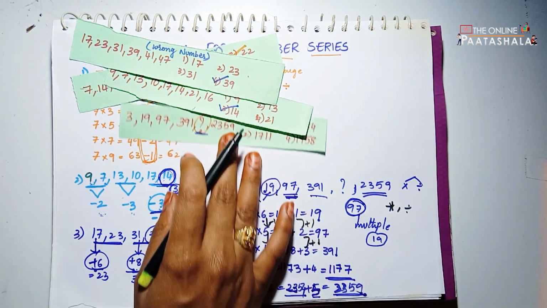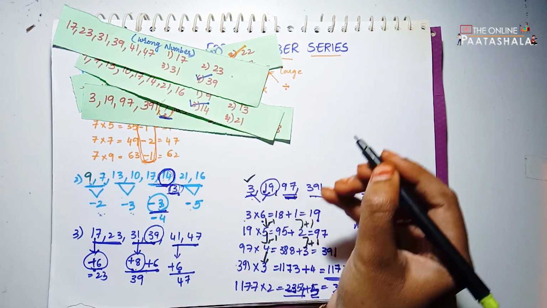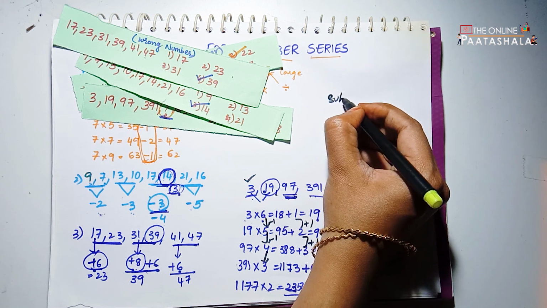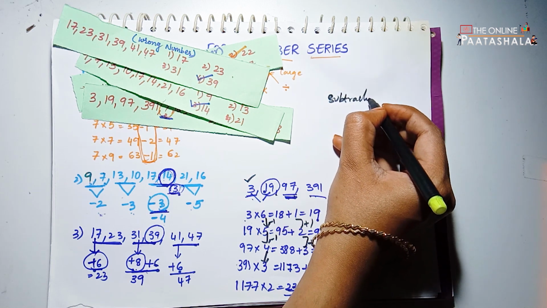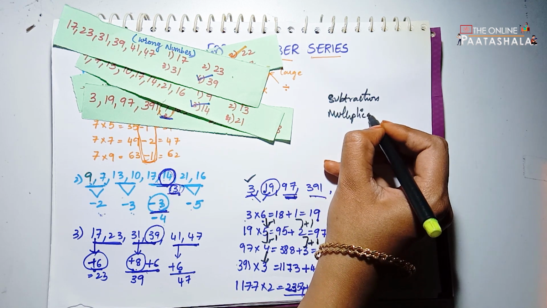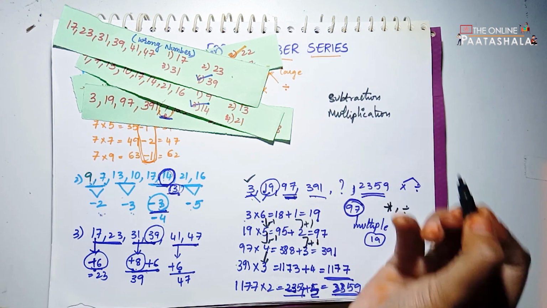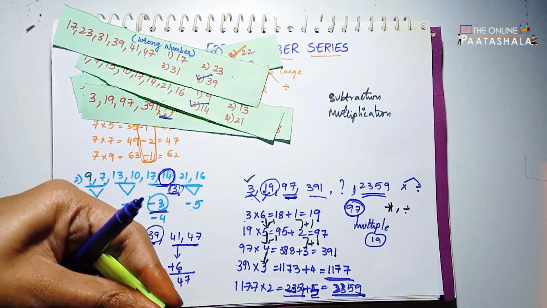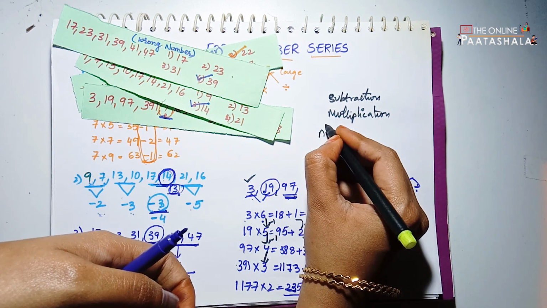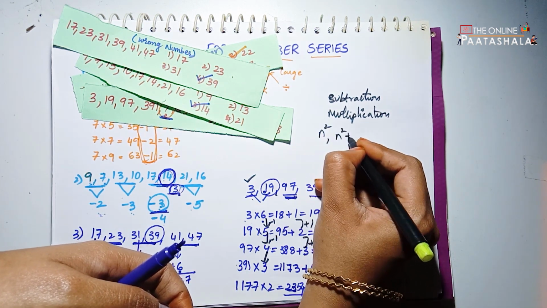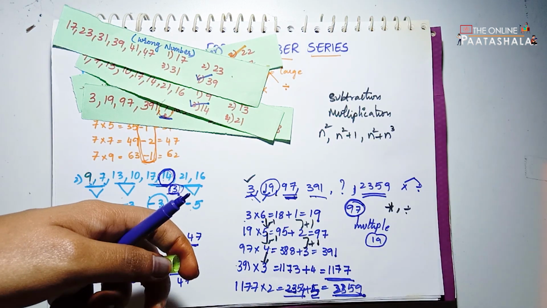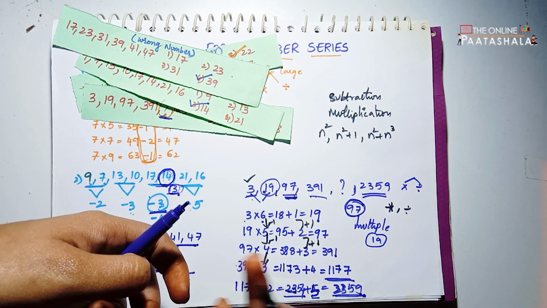In this number series, we have used the subtraction method and the multiplication method. There are a number of questions which involve n square, or n square plus 1, or n square plus n cube. So we will do those in the next session by taking some more examples.